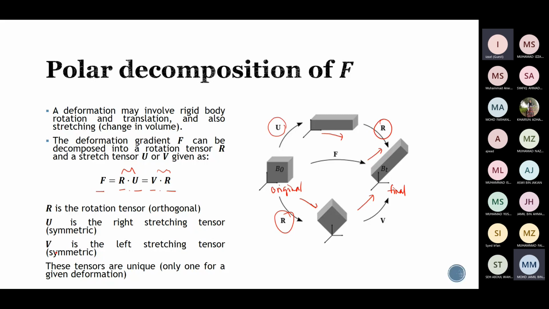So we have new terms here. We have the rotation tensor R. The rotation tensor R is an orthogonal tensor. As defined earlier, orthogonal means that R times R transpose equals I. So R is always orthogonal, and there are uses for this. And then we have the stretch tensor U. U is called the right stretch tensor because it sits on the right side, and U is a symmetric tensor. Symmetric means that U equals U transpose.